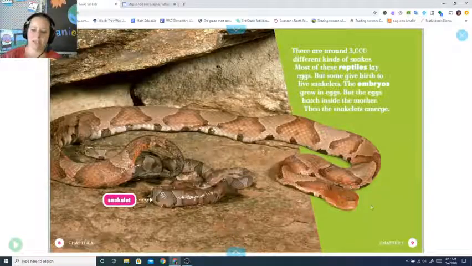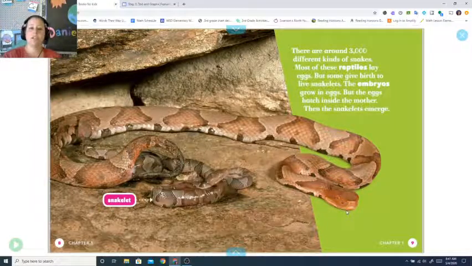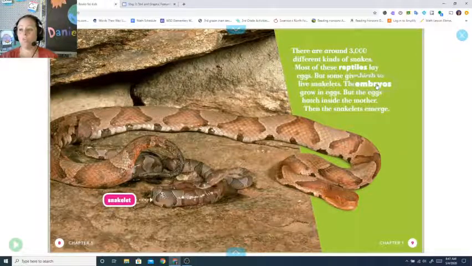All right, so our next one, we've got a little, what is it called? A caption, right? It's telling what this is. This is a snakelet. Got this picture. This one looks like a viper to me. You can see its eyes like that. They have a very distinctive look. And then we've just got the text with a few more bolded words, right?